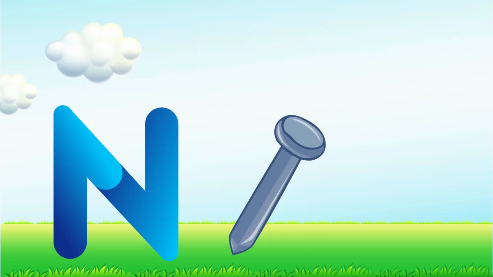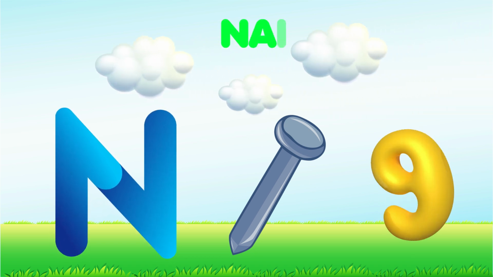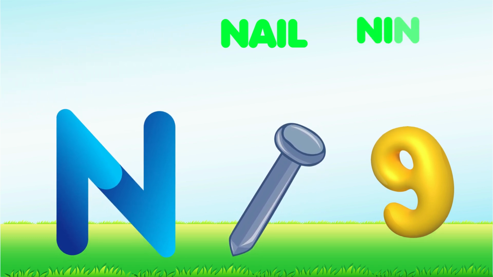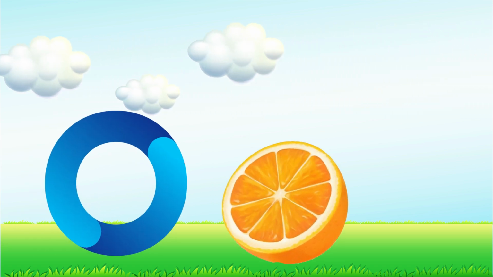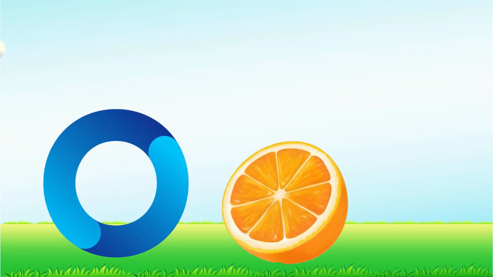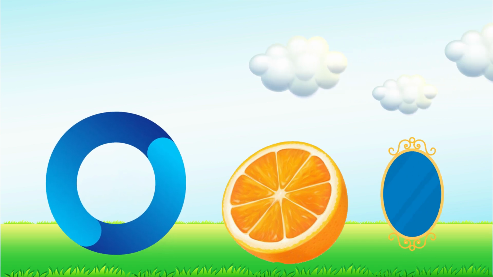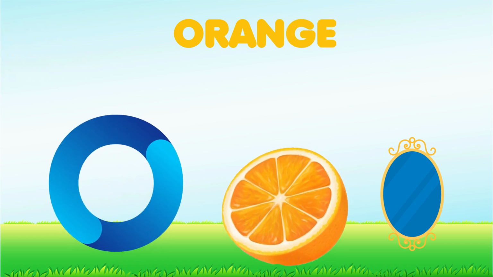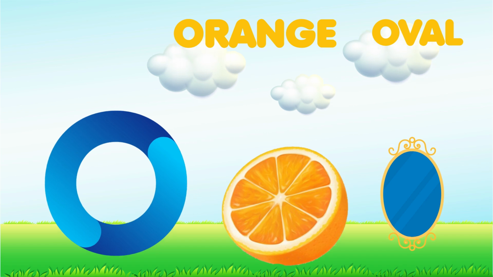Nail. N is for nine. Nine. N is for nail. N is for nine. O is for orange. Orange. O is for oval. Oval. O is for orange. O is for oval.